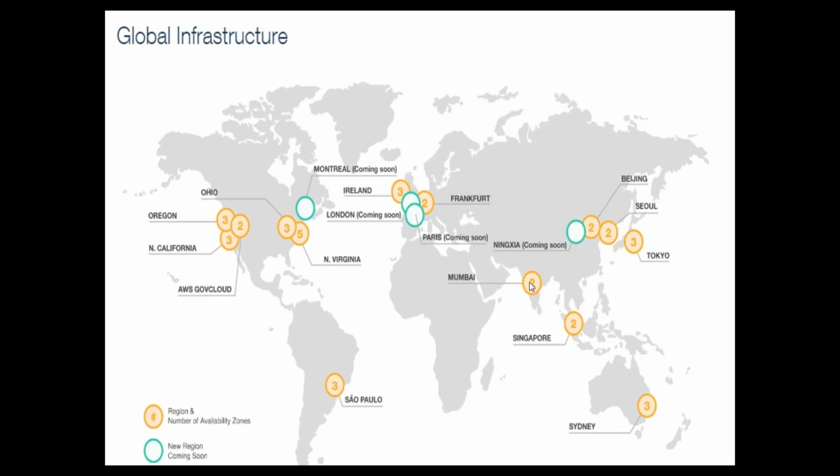In the US, they have regions on the west coast and on the east coast. There are two geographical regions on the east coast, and on the west coast they have two. Out of those, one of them is specifically for the government. As you see, AWS GovCloud is only for the government. There are more regions that they're coming up with. It keeps on increasing.